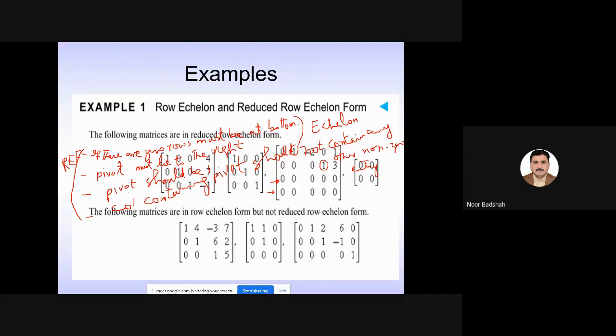Now for reduced echelon form, you see this pivot is 1, and this pivot is also 1. The third condition is also satisfied. And a column which contains a pivot, do you see any other non-zero entry? This is 0, this is 0, this is 0. And the next column contains a pivot; there is no other non-zero entry. Right? This is in reduced echelon form.